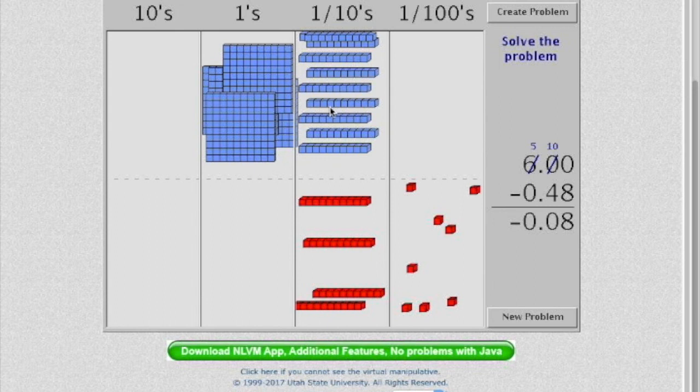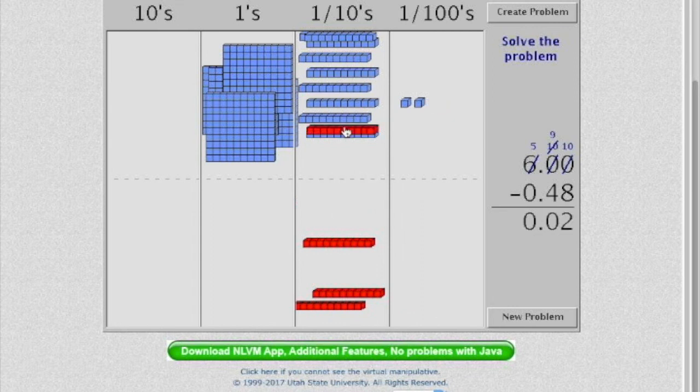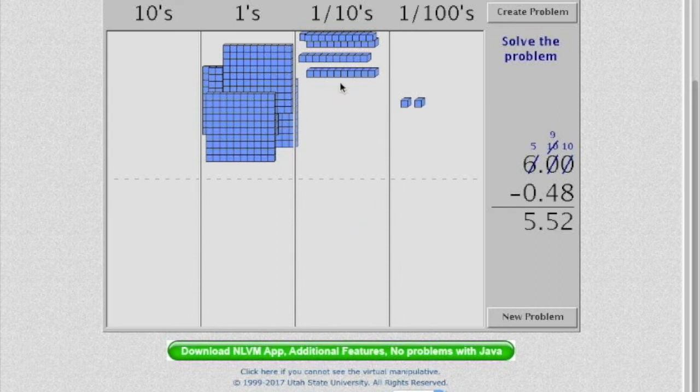At first, 6 becomes 5 and you move it over and you've got 10 there instead of 0. But I still can't do anything with this, can I? So I have to move 1 from the tenths place to the hundredths. That's where we get the 9. Then you can subtract. And so when I'm finished, my answer should be 5 and 52 hundredths.